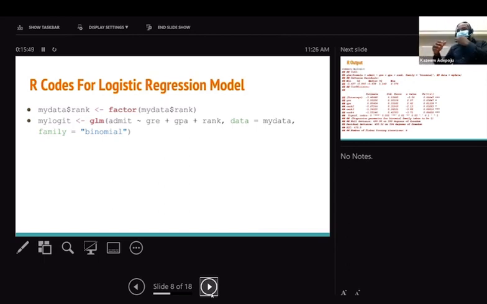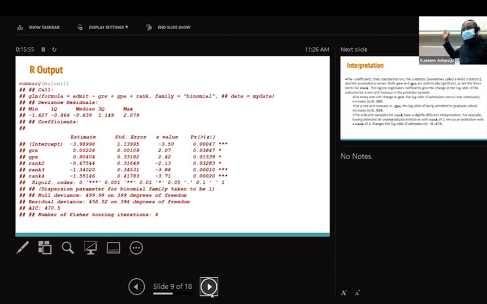Now, let us see the results. As easy as that, right? We're going to see the result right now. This is the result. Now, when you have a result like this, I want you to pay attention to something in the summary table. In the summary table, you can see I got rank 2, rank 3, rank 4. Where is rank 1? Can somebody tell me where is rank 1?